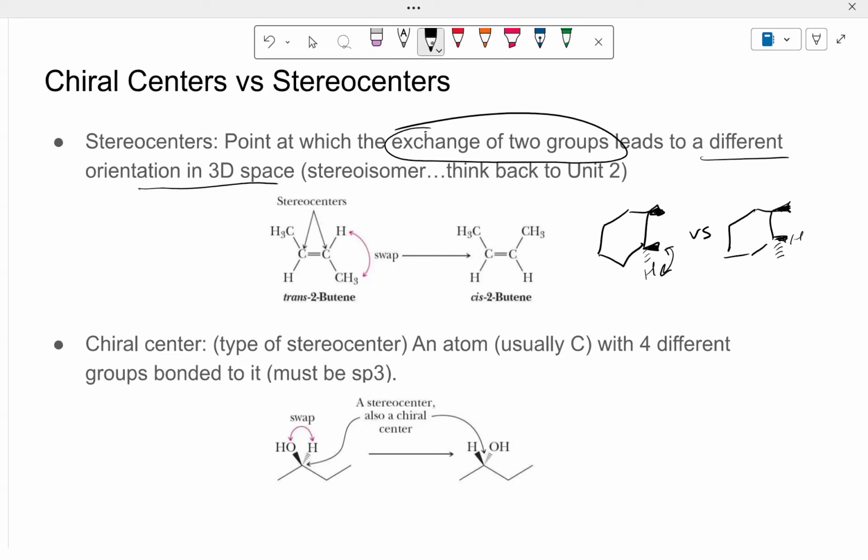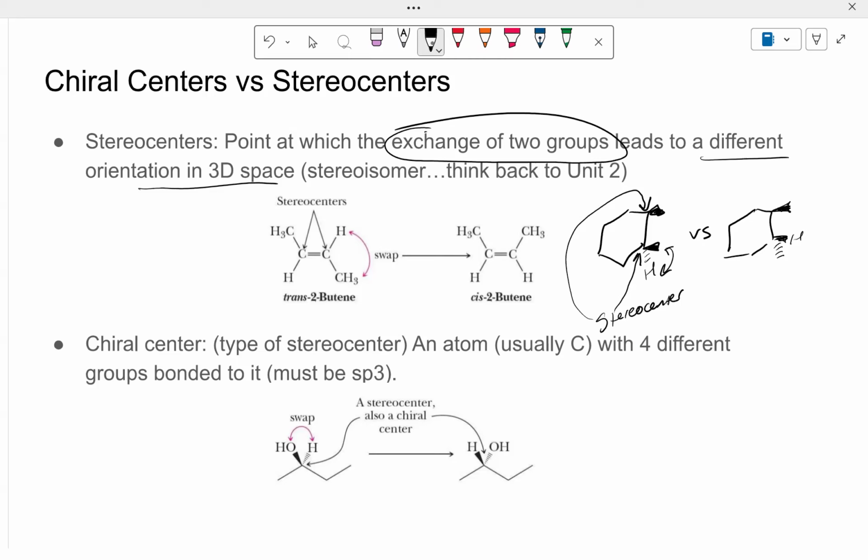And that led to a different orientation in space. So we would call this carbon right here a stereocenter. We could also call the other one a stereocenter as well. We will see this soon when we start talking about alkenes, or molecules with carbon-carbon double bonds, that it's possible to have a stereocenter with these double bonds.